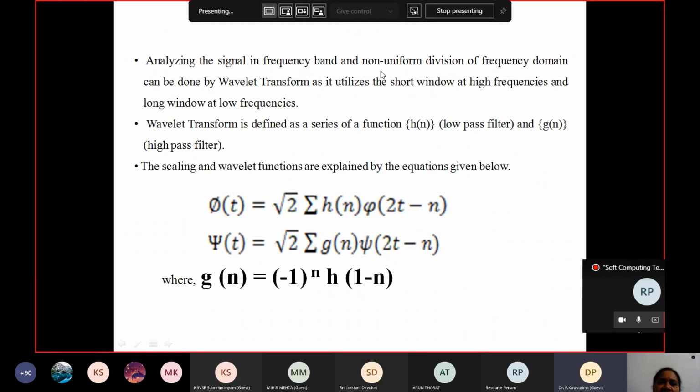Analyzing the signal in frequency bands and a non-uniform division of the frequency domain can be done by wavelet transform, as it utilizes a short window at high frequencies and a long window at low frequencies. It is defined as a series of low pass filters and high pass filters. The scaling and wavelet functions are explained by the following equations.